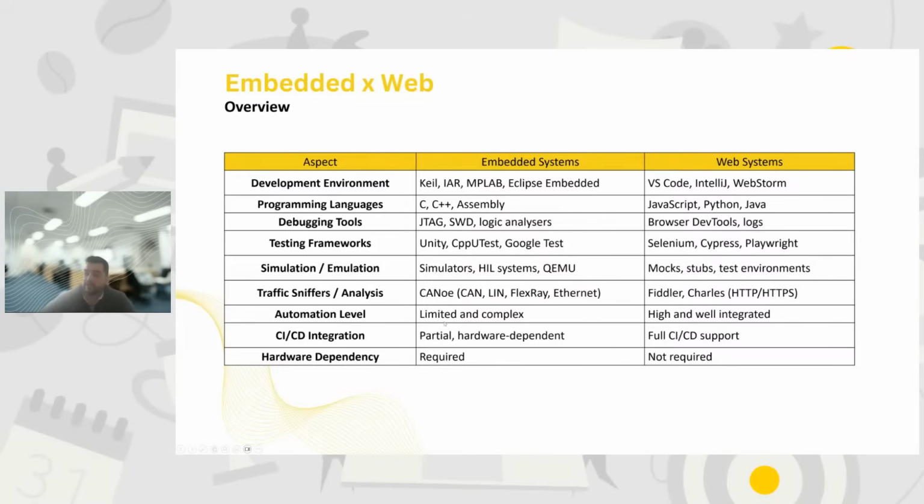Automation level in embedded is more limited and complex. In web it is high and well integrated. CI/CD integration is partial in embedded because of hardware dependency. Embedded systems are really dependent on the hardware in the end, and normally in web systems, we can get full CI/CD support. Of course, just to finish, hardware dependency in embedded test systems is required, and in web systems it is not.